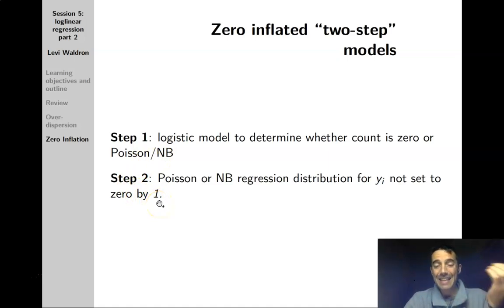And then in the second step, for observations that pass this first step, then it is a Poisson or negative binomial distribution for values that are not set to 0 in step 1. So it could still be 0 in this step because there are non-zero probabilities of 0 for these distributions as well. So it's a mixture of these two distributions.